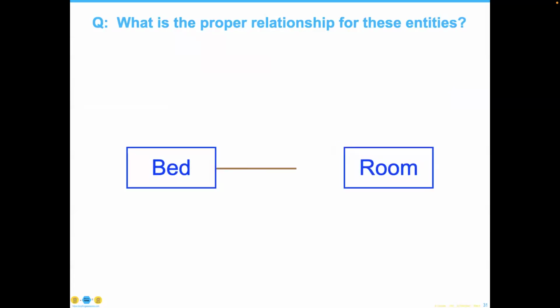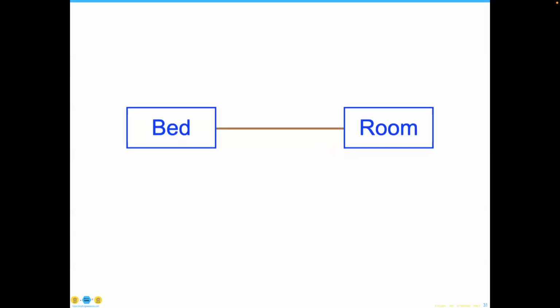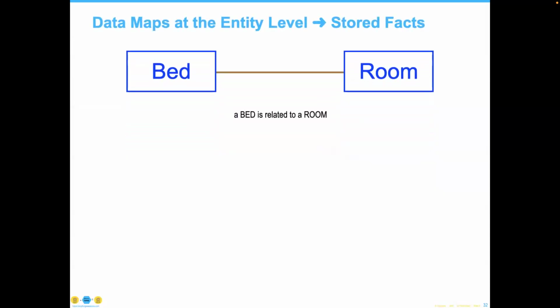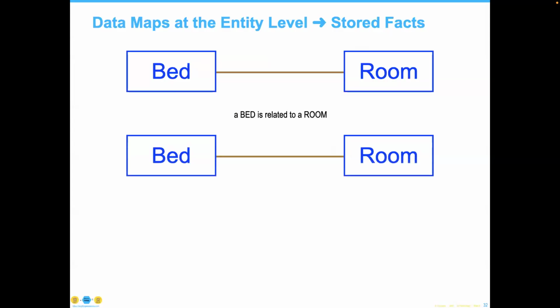So let's just start and do a little data modeling. What's the proper relationship between these two entities, bed and room? Well, we might start here and say that beds are clearly related to room. That's a good start. We can be even more precise with that. We can say that in this case, many beds are related to many rooms. That's not as precise as we'd like to get it.